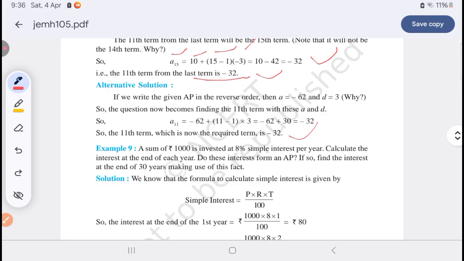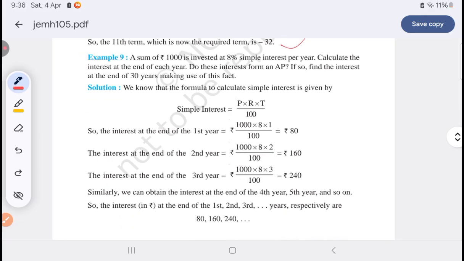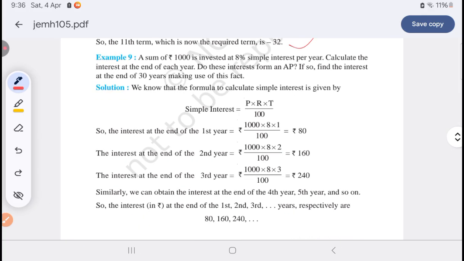Another method to find the solution for the above questions. Here is another example. A sum of rupees 1000 is invested at 8% simple interest per year. Calculate the interest at the end of each year. Does this interest form an AP? If so, find the interest at the end of 30 years making use of this fact.